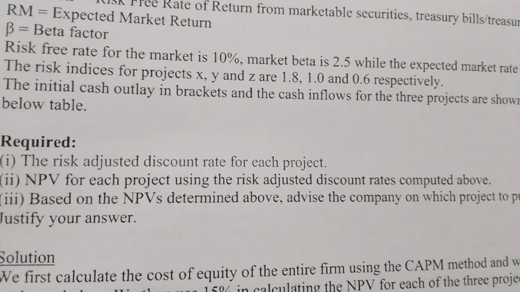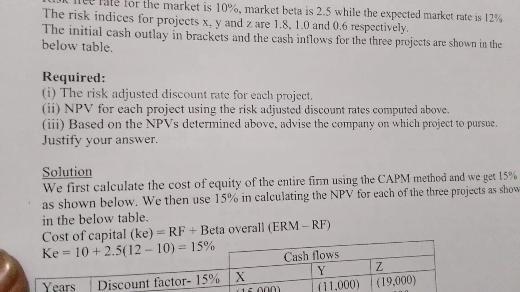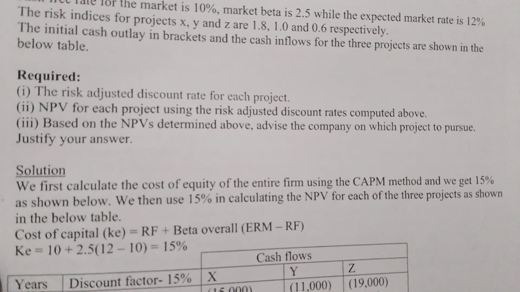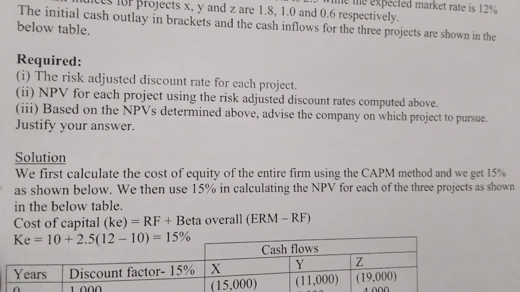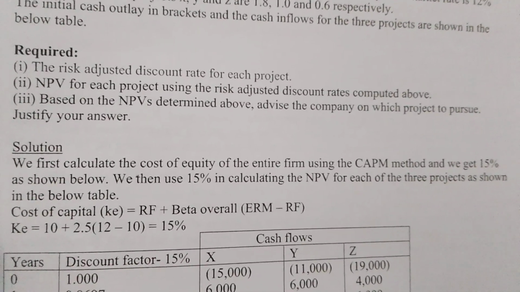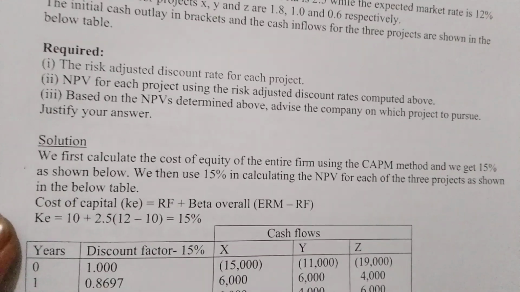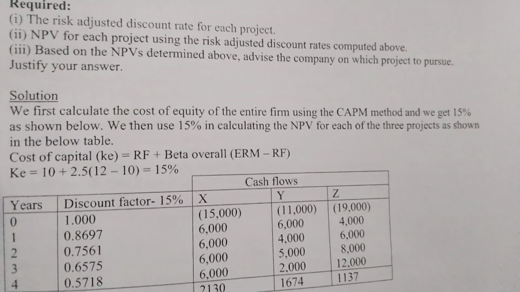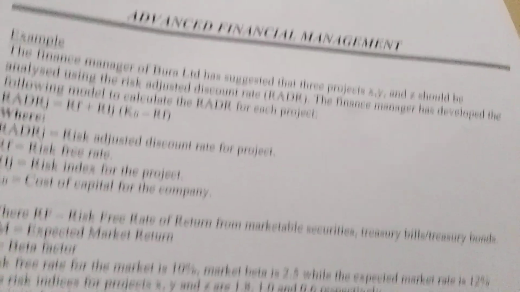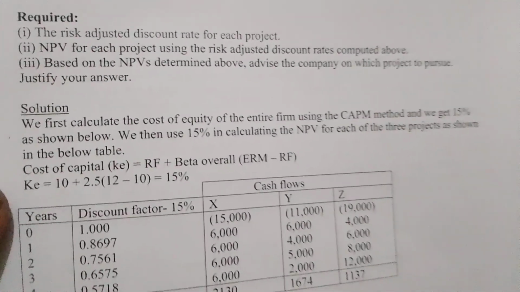Required: 1, the risk adjusted discount rate for each project. Number 2, net present value for each project using the risk adjusted discount rates computed above. Number 3, based on the net present values determined above, advise the company on which project to pursue. Justify your answer. Let's have the solution. Remember, what you are doing is risk adjusted discount rate. Now let's have the solution.